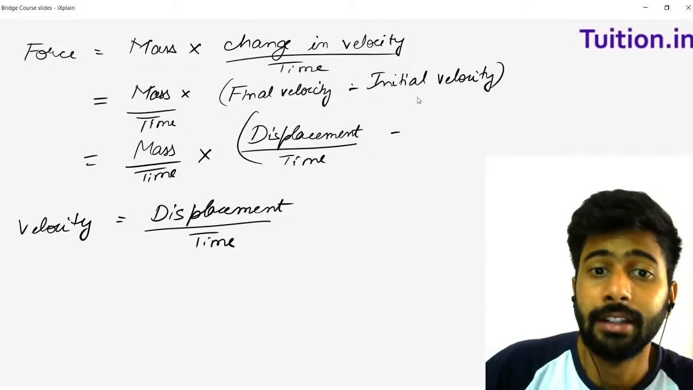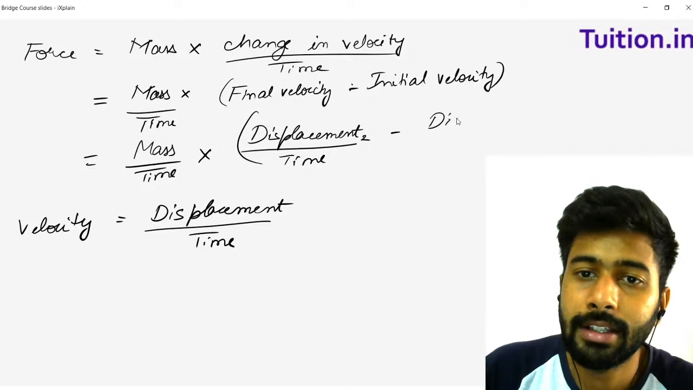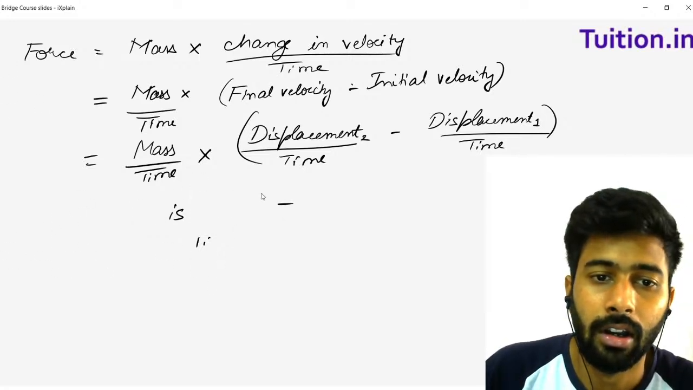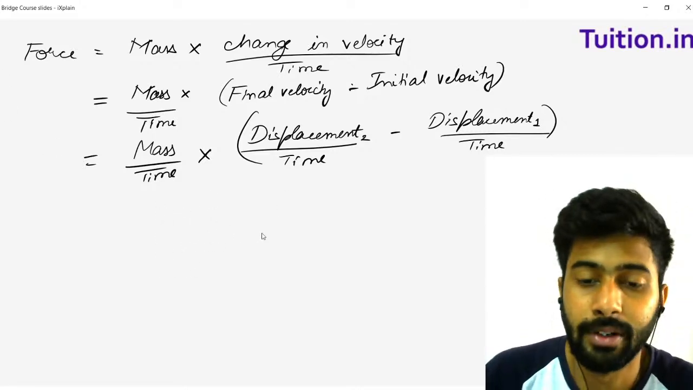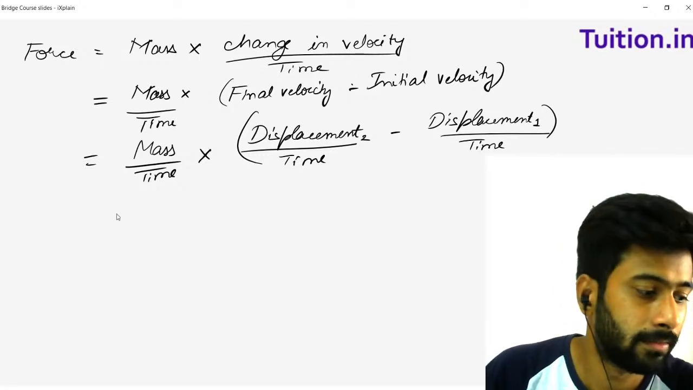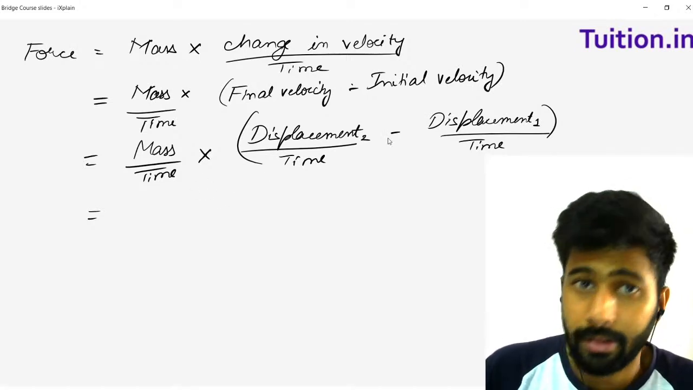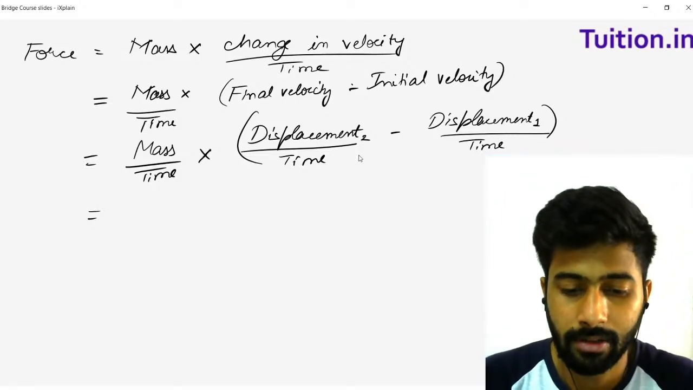Initial velocity is the displacement that it covered in the initial time interval, so I'll call this displacement 2 and I'll call this initial velocity displacement 1, because in the initial time interval, the displacement that it had covered, I'll call that displacement 1. Now, the point is, just give me a minute.